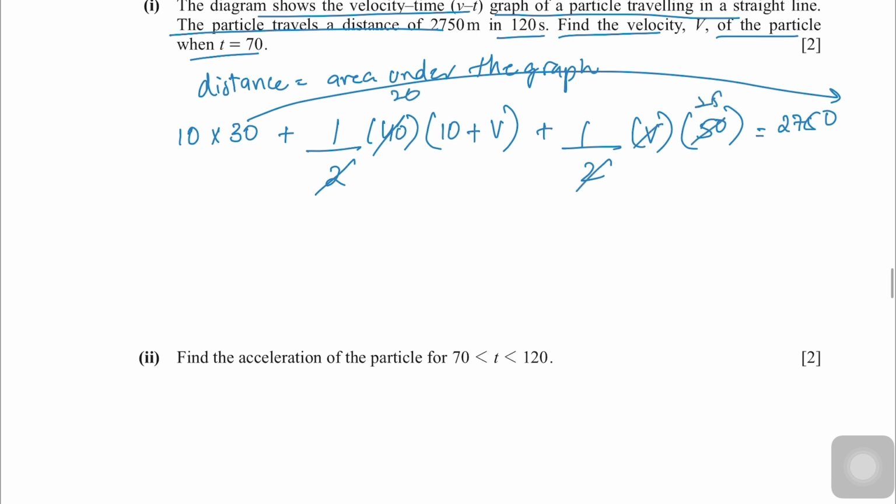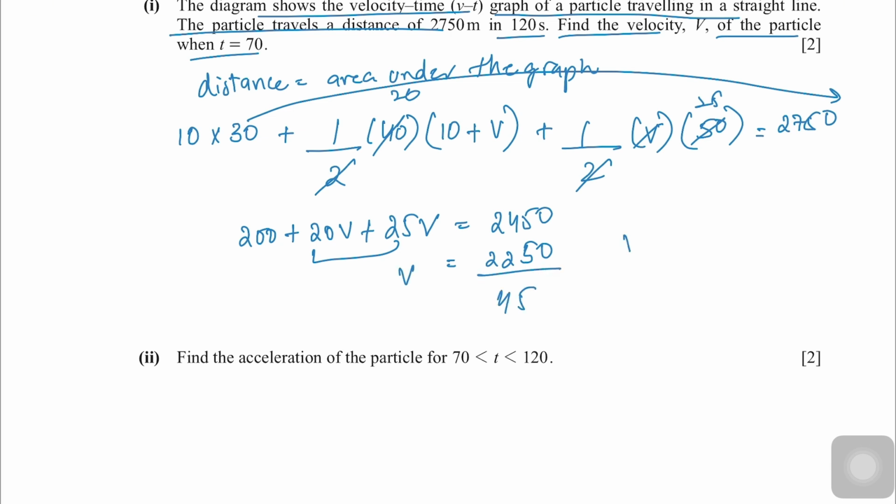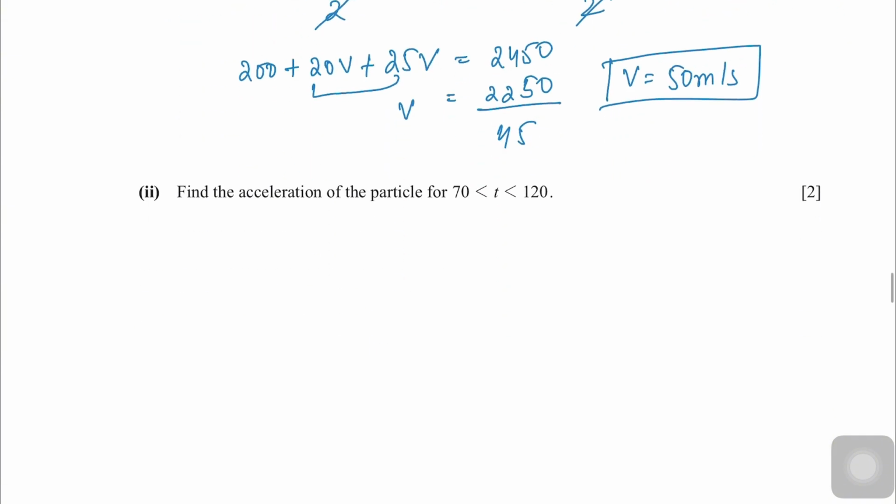We're getting our final answer as 200 plus 20V plus 25V equals 2450, by subtracting 300 from there, and then 200 would be subtracted. We'll be getting our final answer as 2250, and this would become 45, and this 45 would be divided. So we'll be getting our final V as 50 meters per second. This is our final V.